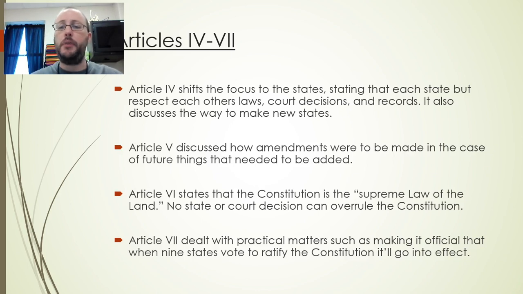Article 5 discusses how amendments will be made in the case of future things. It just basically legalizes the idea of making amendments. Article 6 states the Constitution is the supreme law of the land. No state or court decision can ever overrule the Constitution. And Article 7 dealt with practical matters such as making it official that when 9 states vote to ratify the Constitution, it'll go into effect.